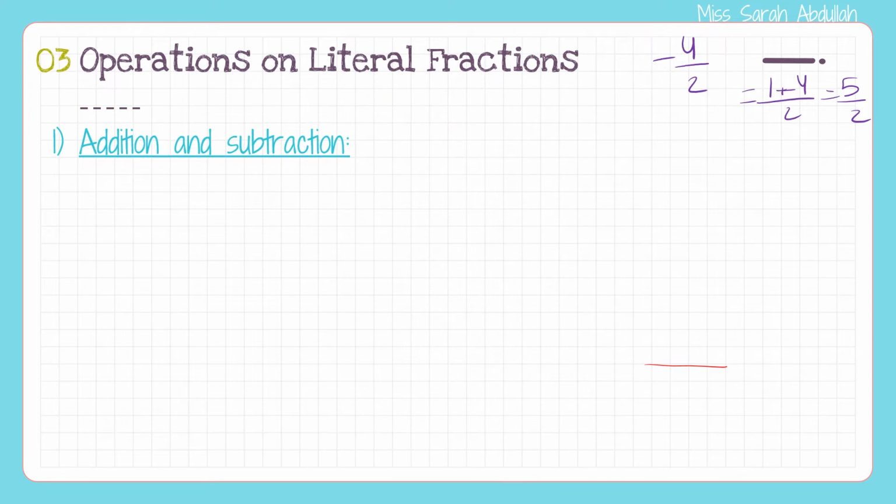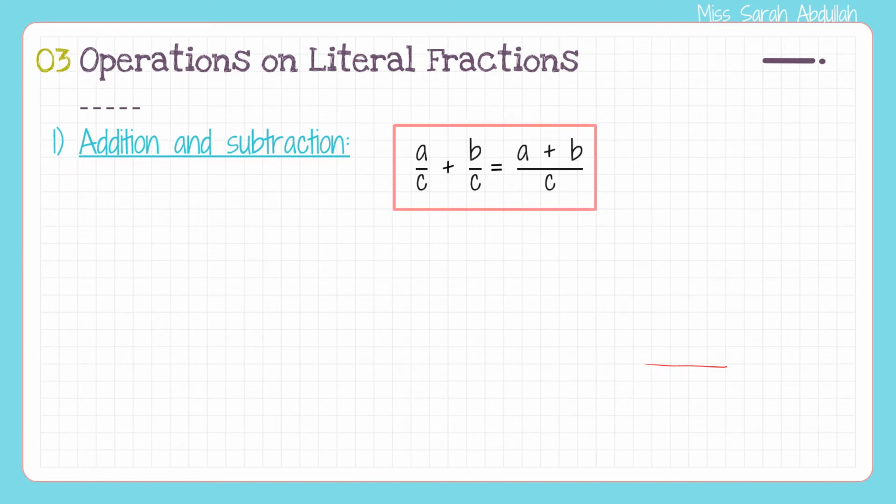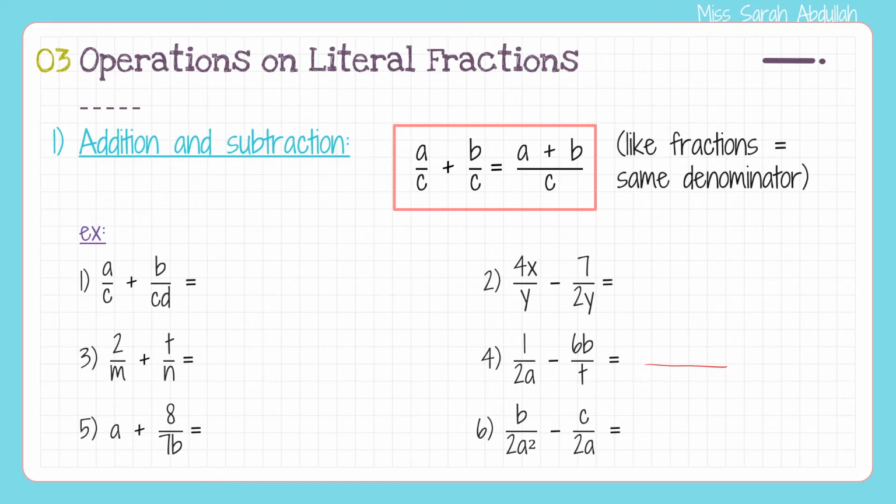Now it's the same thing, but the only difference, of course, is that the expression might contain some letters. So the property says if I have A over C plus B over C, the answer is A plus B over C, because these are like fractions, so they have the same denominator. Now, if they don't have the same denominator, we need to make them have the same denominator. Sometimes you can multiply one of the fractions by a number so that its denominator is equal to the other one.